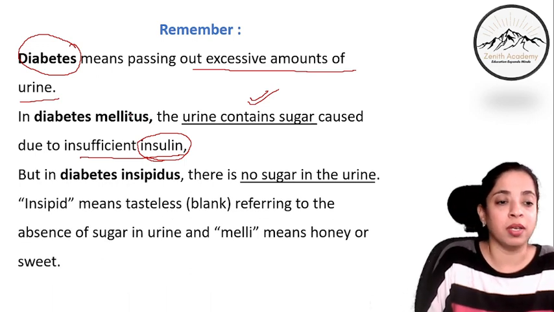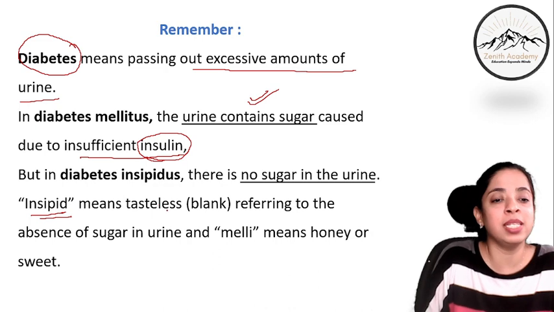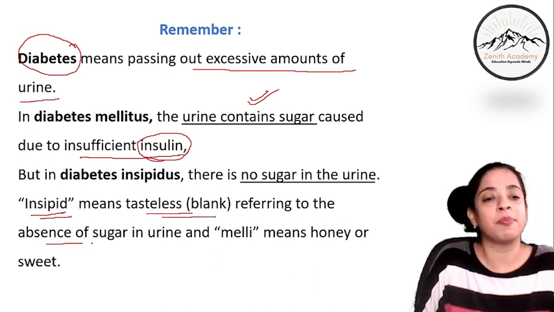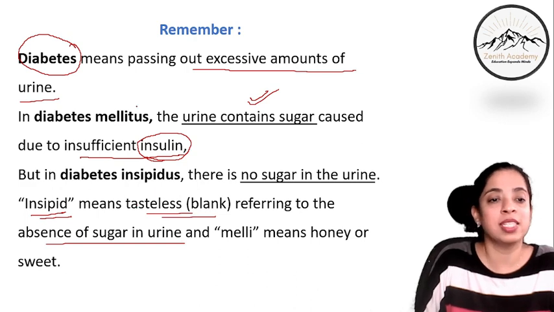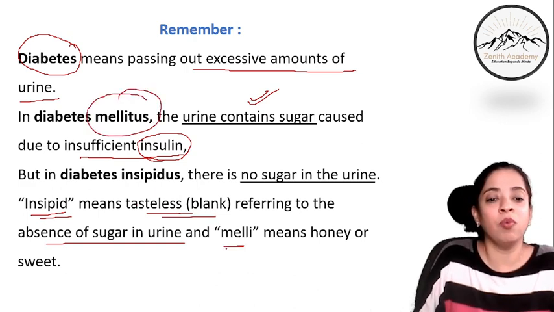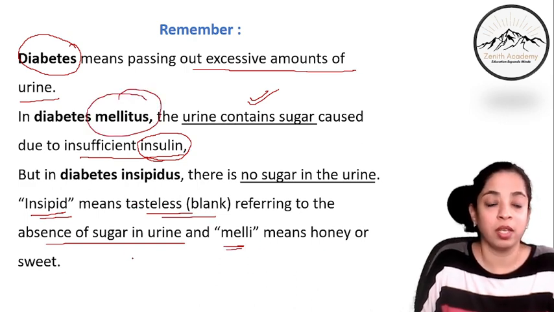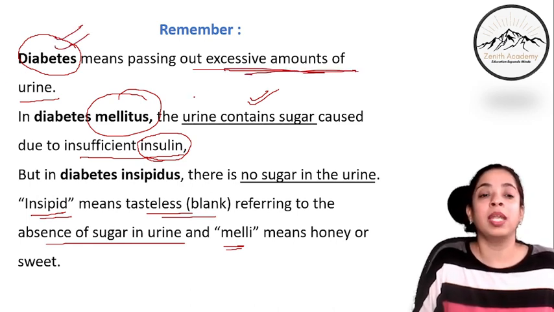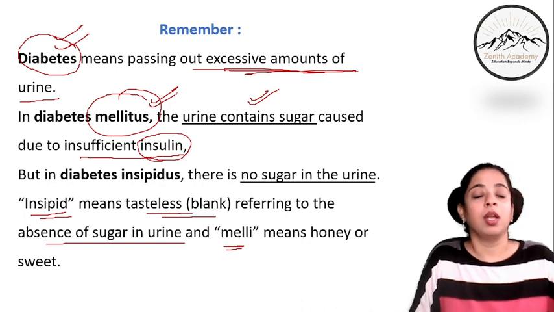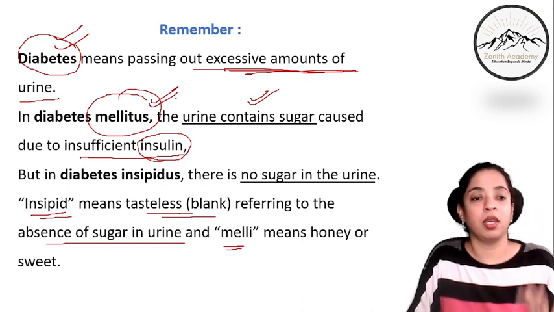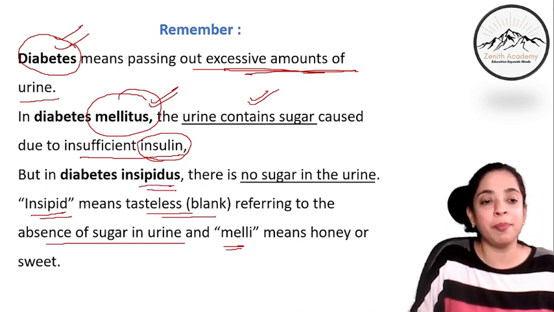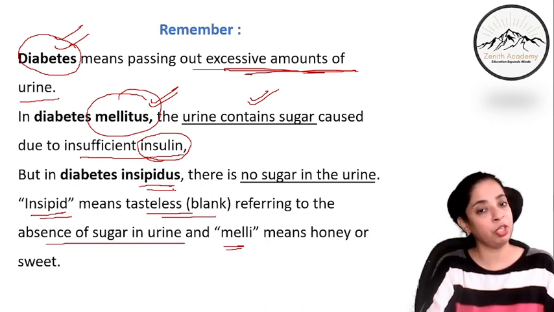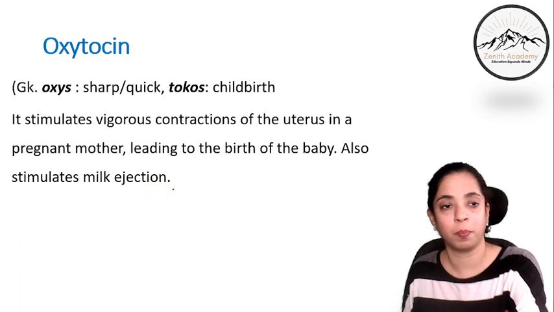So what does the word insipid mean? It means tasteless or blank, referring to the absence of sugar in urine. Whereas mellitus, the word mell means honey or sweet. So remember, diabetes means excessive amount of urine. But diabetes mellitus means in that urine sugar is there. Whereas in diabetes insipidus, insipid means tasteless, so no sugar. Clear to you? Only excess water.